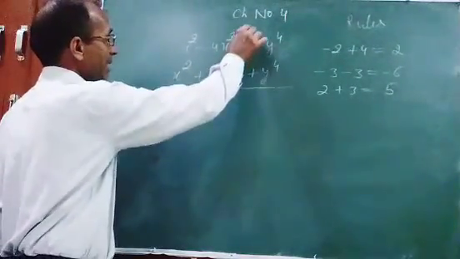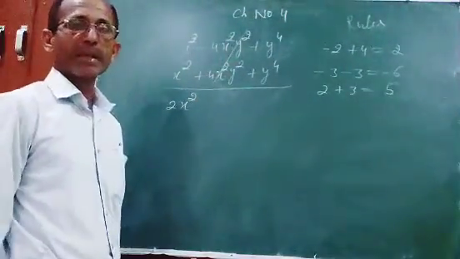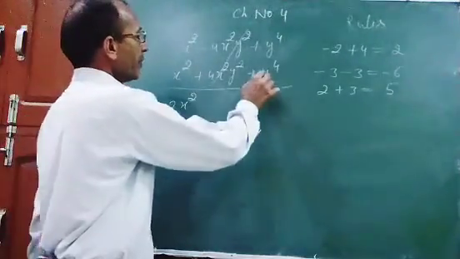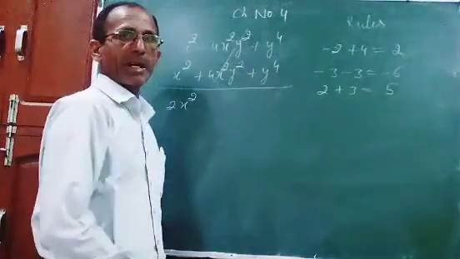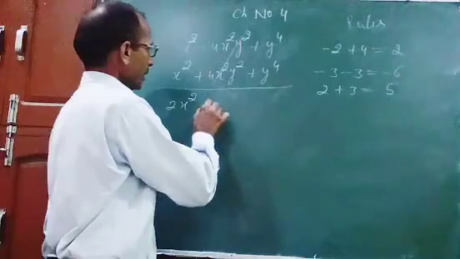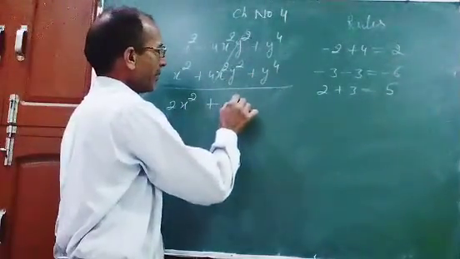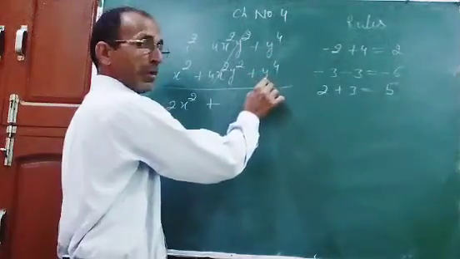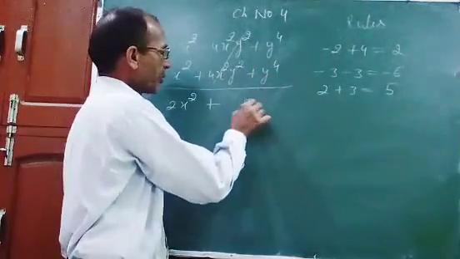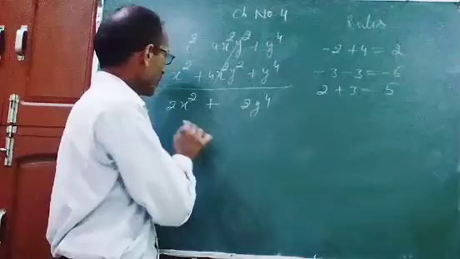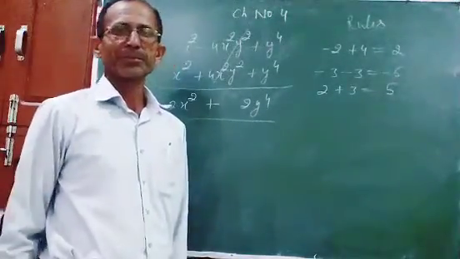Plus 1 and minus 1 are both like terms, so they cancel. Here will be 0, no need to write 0. Here will be y raised to the power 4 plus y raised to the power 4, which is 2y raised to the power 4. So this is the answer.